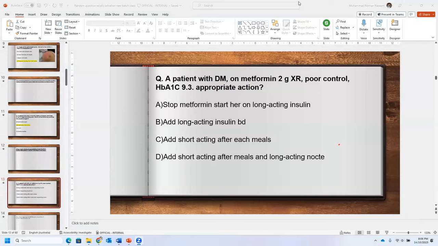All right, next question. A patient with diabetes is on metformin 2 gram slow or extended release. He's having very poor glycemic control. Still, the HbA1c is very high, 9.3. What is your most appropriate next action? Stop the metformin and start him on the long-acting insulin. Add long-acting insulin BD. Add short-acting after each meal. Add short-acting after meals and long-acting nocturnal.